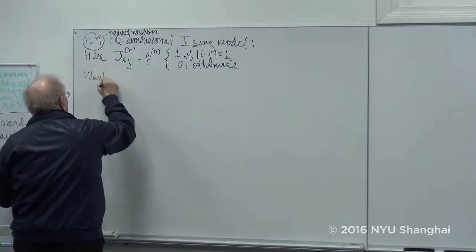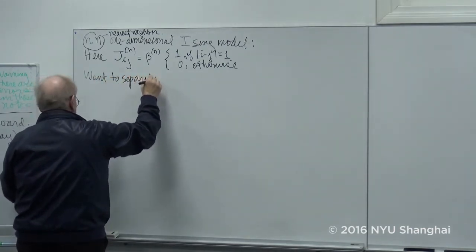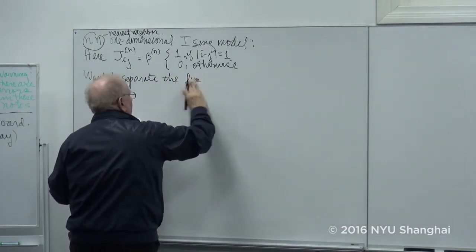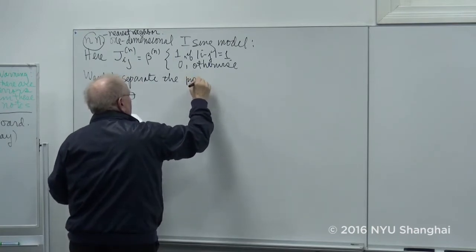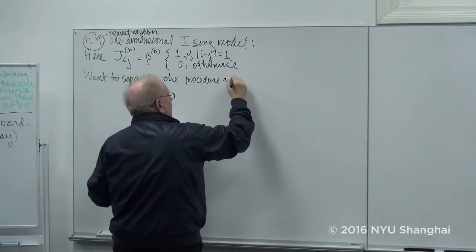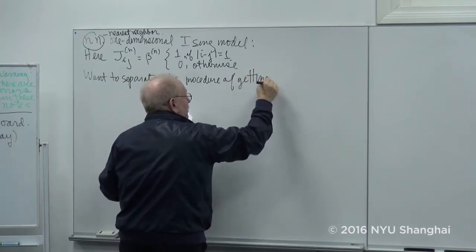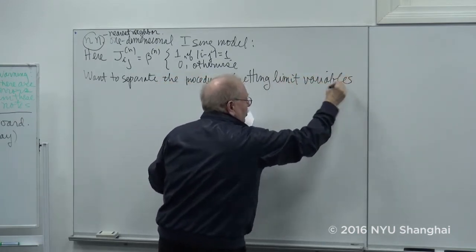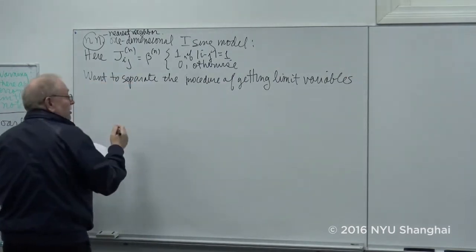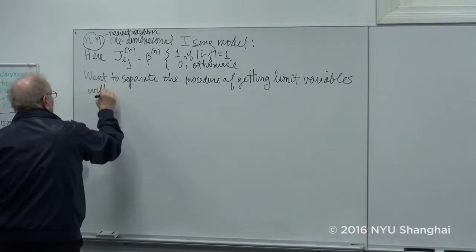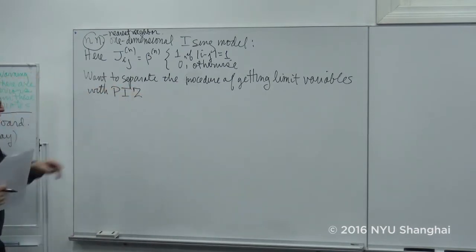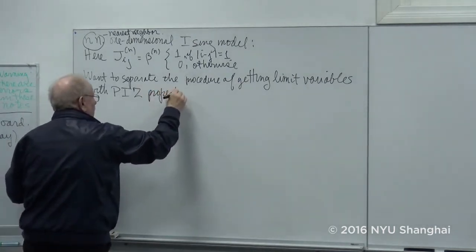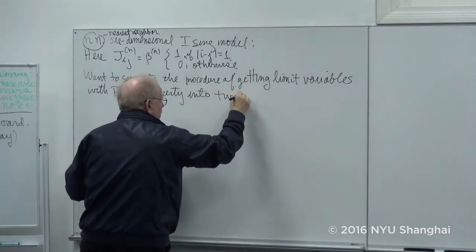So we will want to do the following. We want to separate the procedure of getting limit variables with a pure imaginary zeros property into two parts. PIZ was my acronym for pure imaginary zeros.